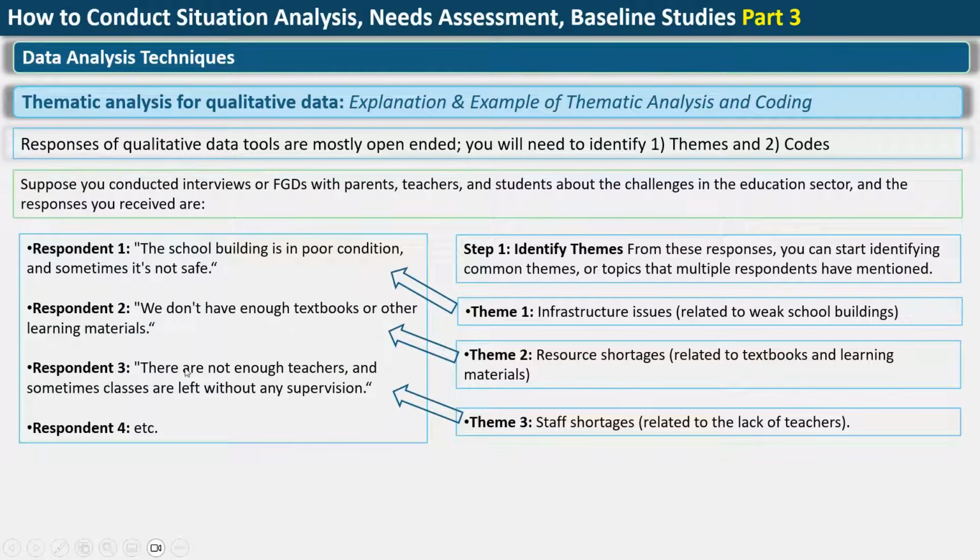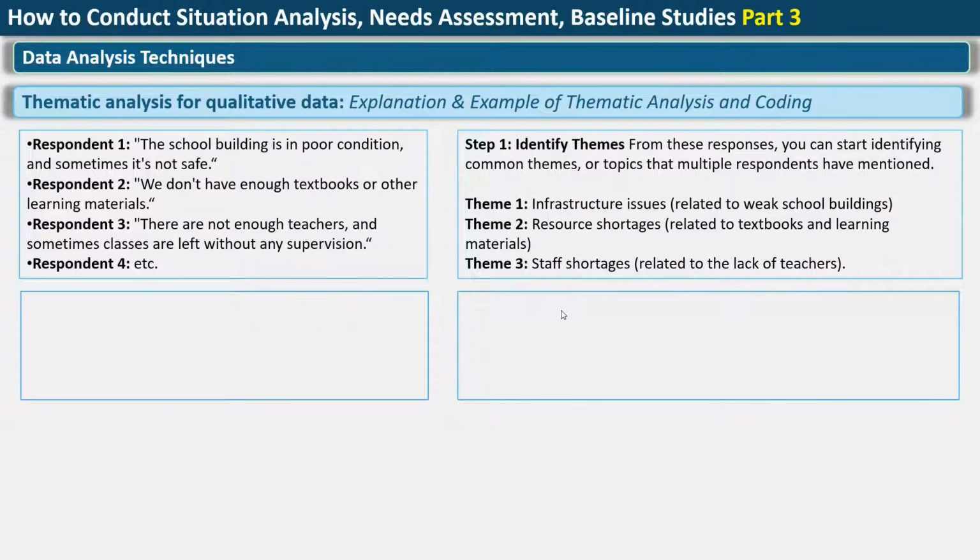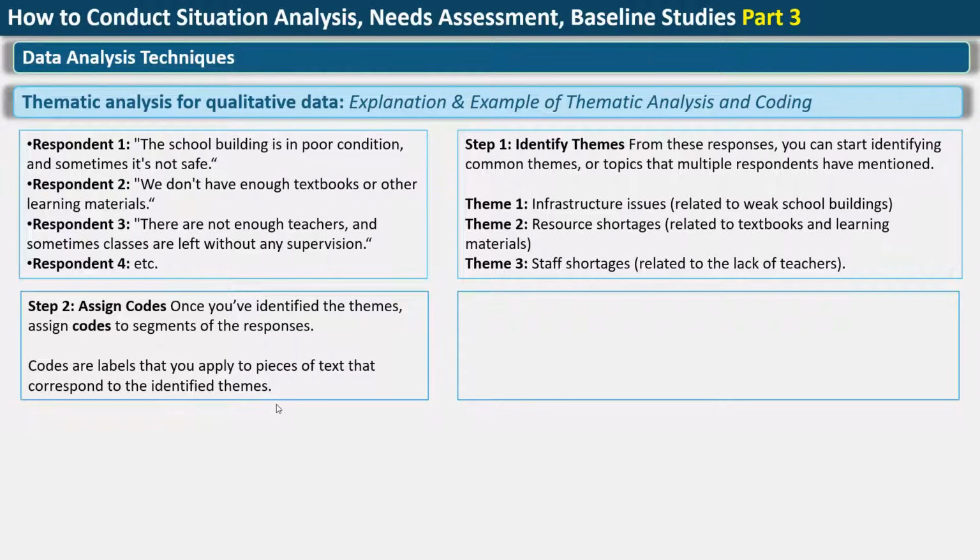You would have data of a lot of respondents. This is just an example to identify relevant themes. Let's explore this a bit further. Here you can see all these three respondents, and here we identified themes. Once you have identified the themes, assign codes to segment of the responses. Codes are basically labels that you apply to pieces of text that correspond to the identified themes.